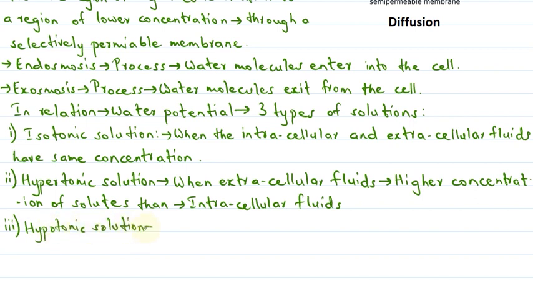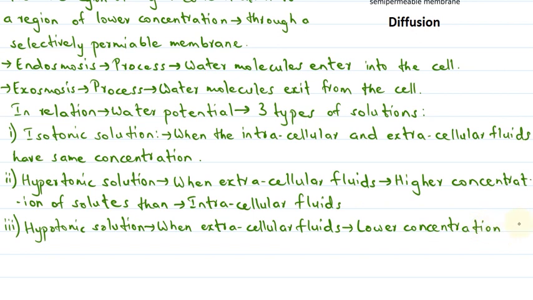Hypotonic solution. So we can call a solution hypotonic when the extracellular fluids have what? They have lower concentration. They have lower concentration of solutes than the intracellular fluids. Okay. So such solutions are known as hypotonic solutions, and when the cells are placed in this hypotonic solution, endosmosis takes place. That is, water molecules enter into the cell.